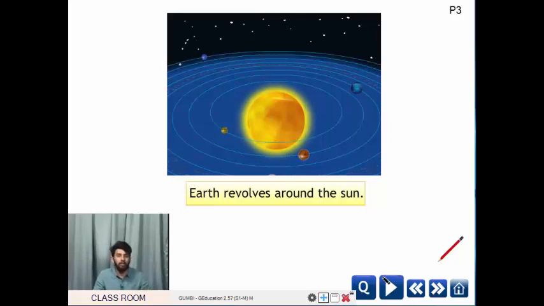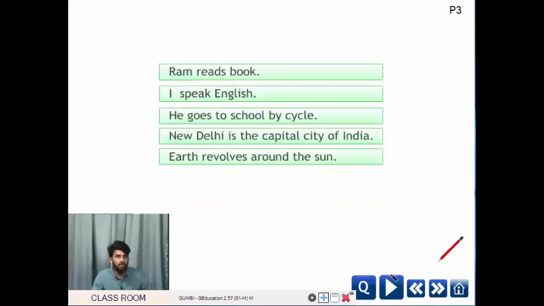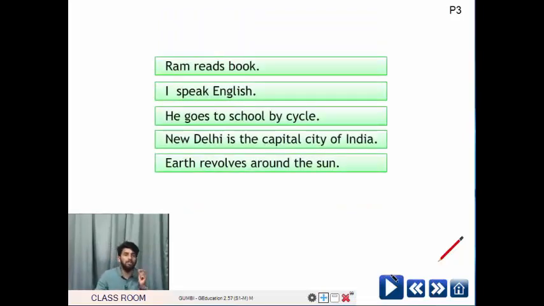So now let us have a look at all these sentences together. Let's observe the sentences together. What is the first sentence we read? Ram reads book. And the next sentence, I speak English. He goes to school by cycle. New Delhi is the capital city of India. Earth revolves around the sun. Yes. So these are the sentences we have looked at.